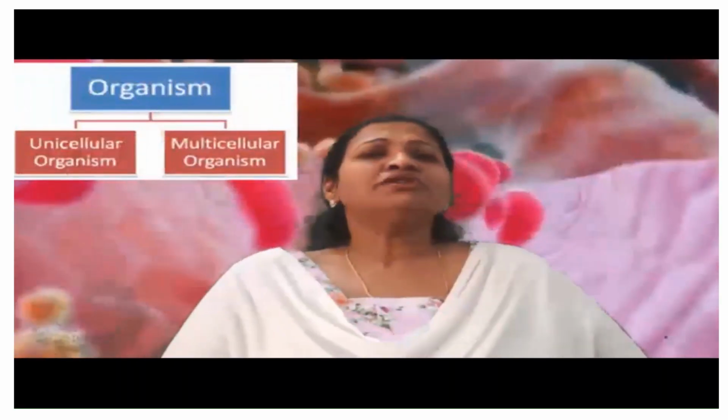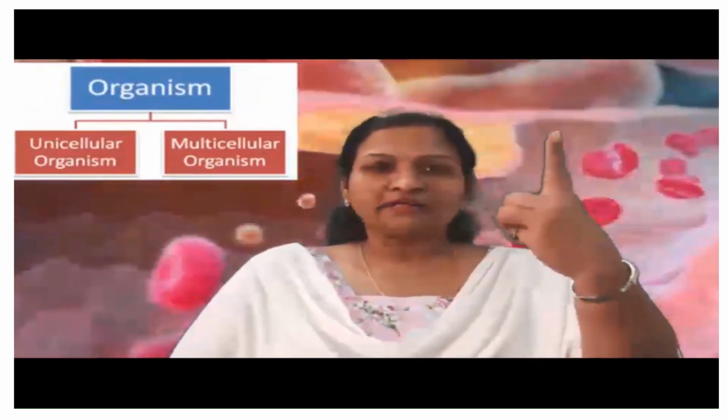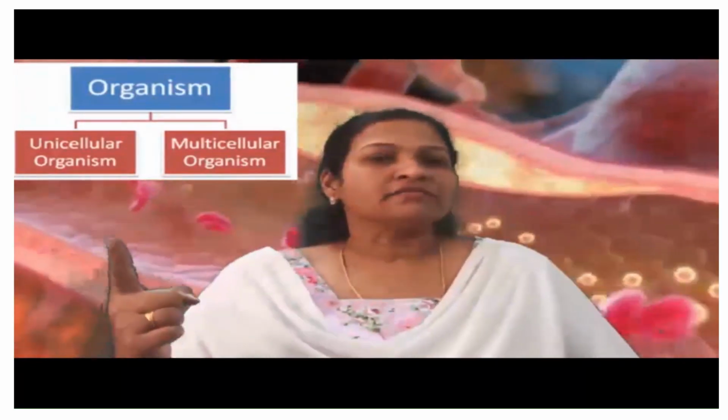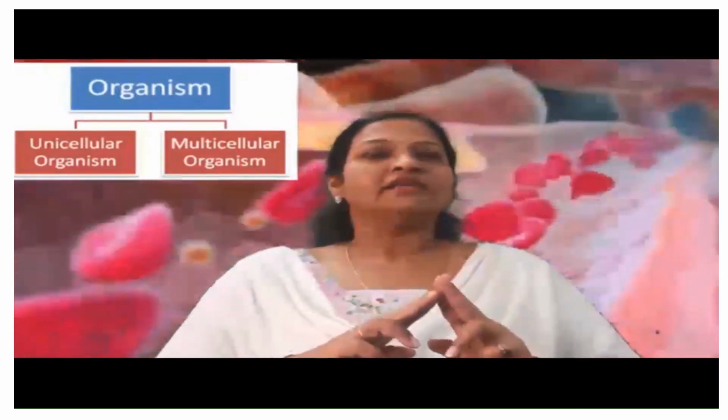Depending upon the number of cells, we have two types of organisms. One celled living things, the unicellular organisms. Many celled living things, the multicellular organisms. Let me tell you who discovered cells.